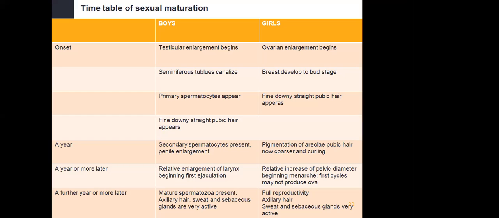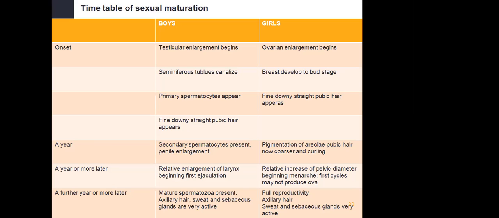A year or more later, there is relative enlargement of the larynx, beginning with the first ejaculation in the case of boys, and in the case of girls, there is a relative increase of pelvic diameter, beginning with menarche, and the first cycle may not produce ova. A further year or more later, in boys, mature spermatozoa are present. Axillary hair is present, and sweat and sebaceous glands are very active. Likewise, in girls, full reproductivity is obtained. All axillary hairs are present, and the sweat and the sebaceous glands are very active.